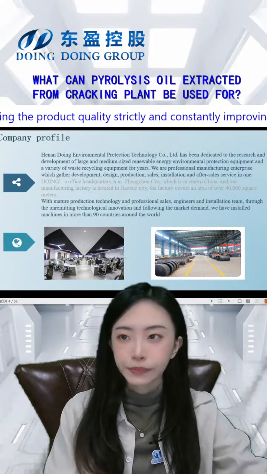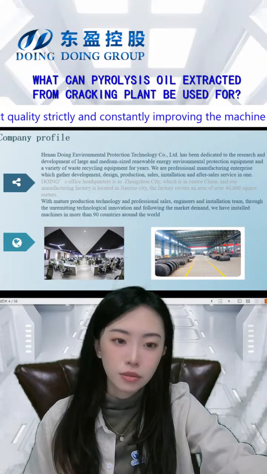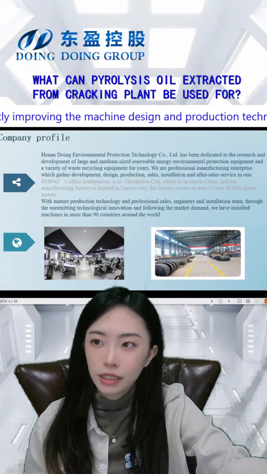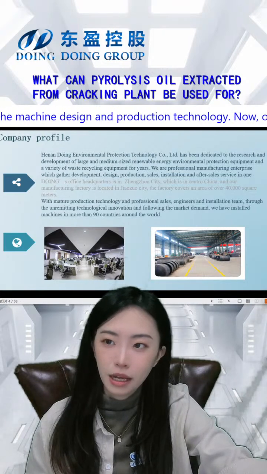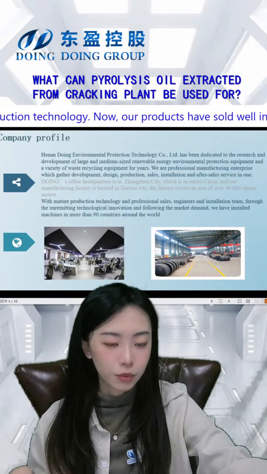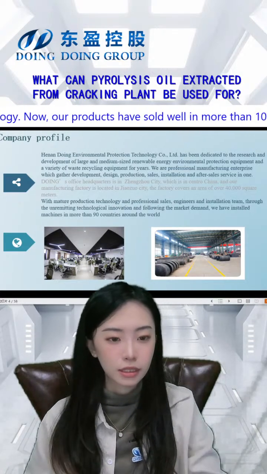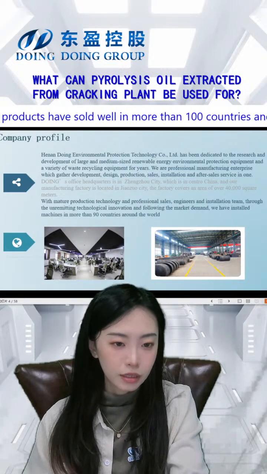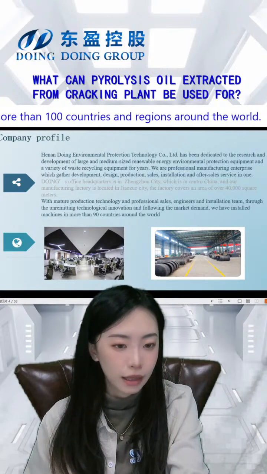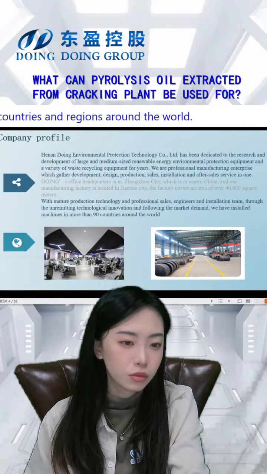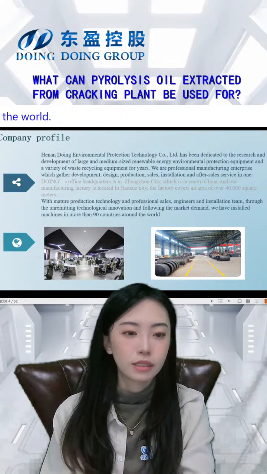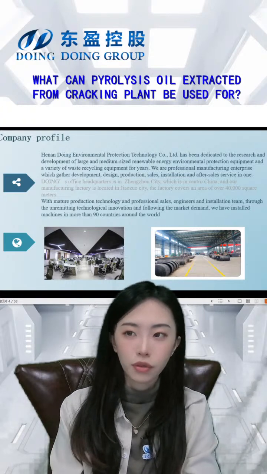Doing Rope is dedicated to the research and development of large and medium-sized renewable energy environmental protection equipment. Most of our clients are large businesses, and the size is quite big. The capacity per day may be 50 tons or more than 100 tons, and the annual capacity more than 20,000, 30,000 tons. This is some information about our equipment.